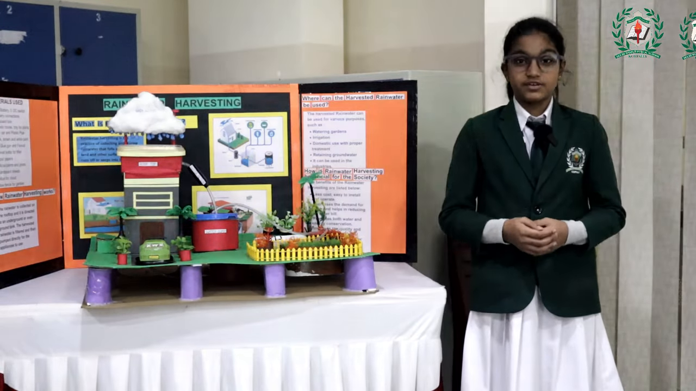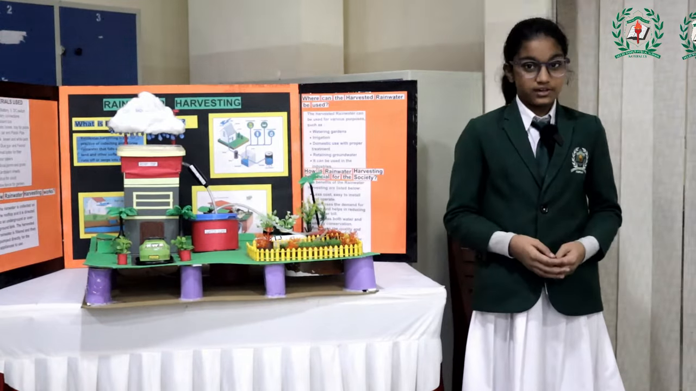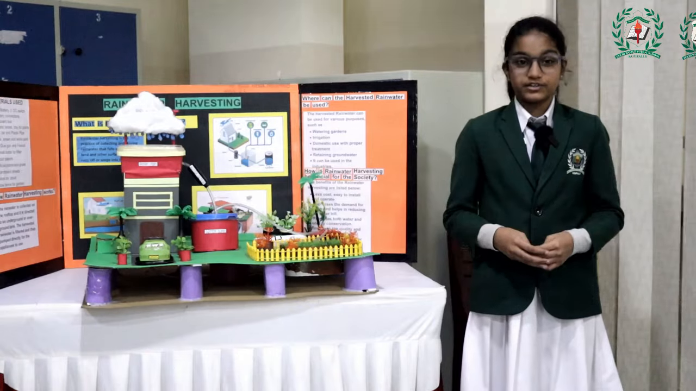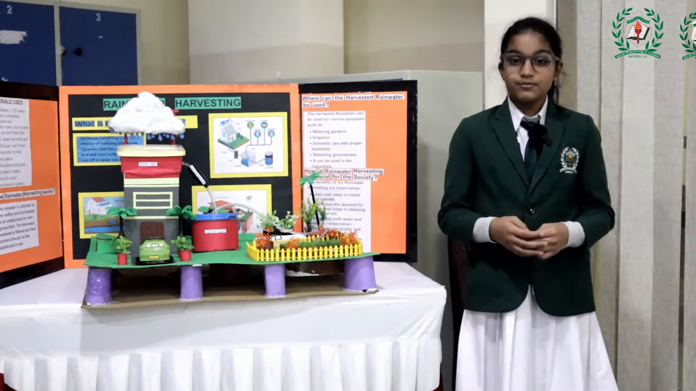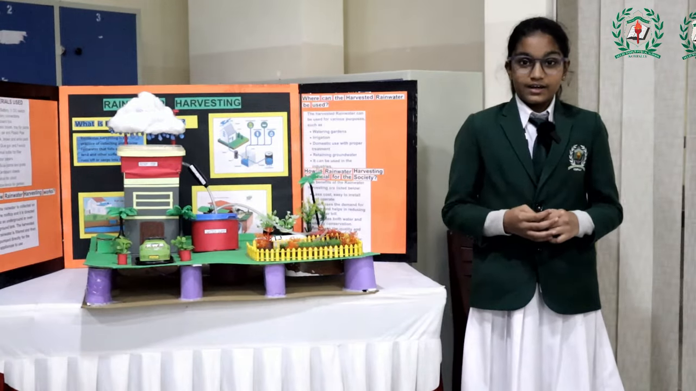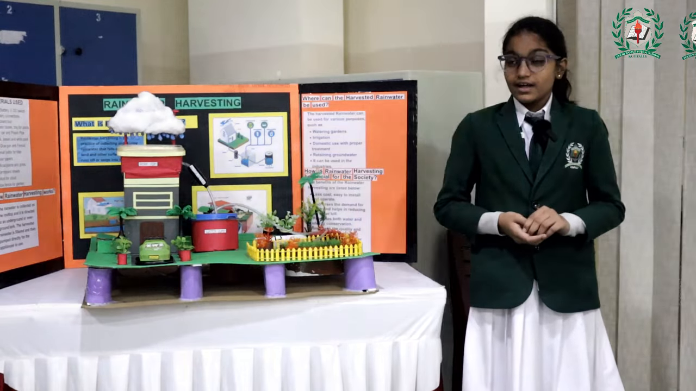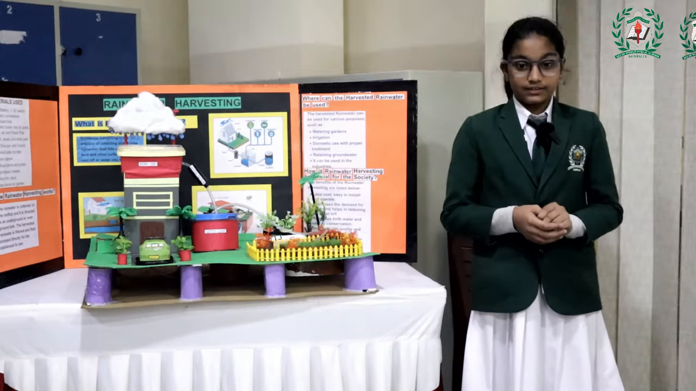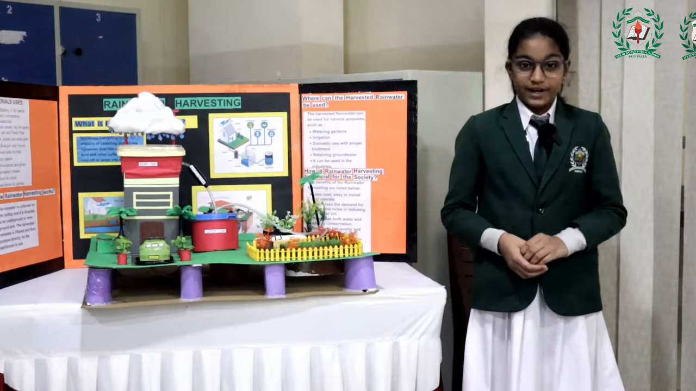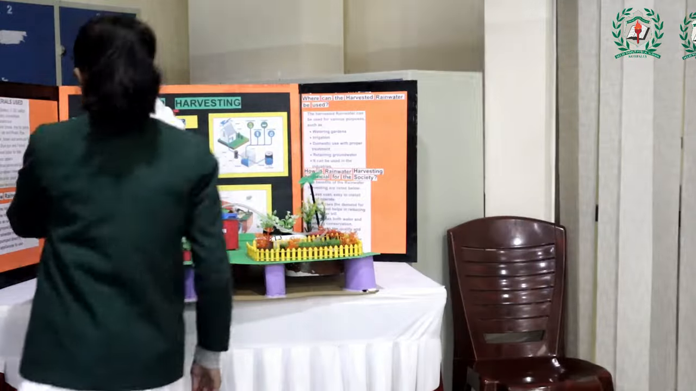We can use this harvested rainwater for the following things: domestic use, industrial use, agricultural use, retaining groundwater, and it is beneficial for the environment as it helps in prevention of soil erosion and flooding of roads. Now I'll explain to you how it works.